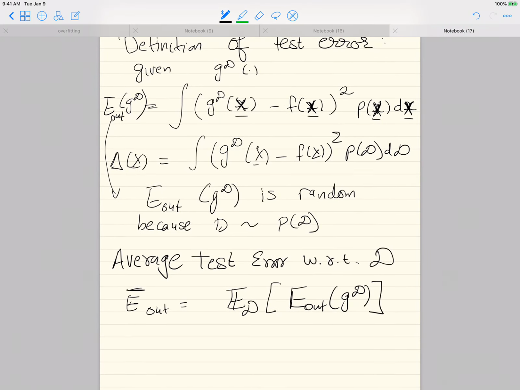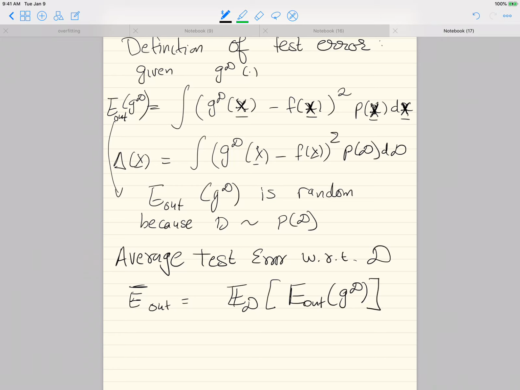Now E out of GD is just the expectation with respect to X. What's going on?